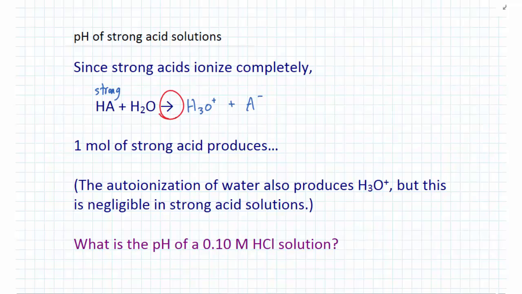Okay? There will be no HA left over in a strong acid. It will have completely ionized into hydronium ions and A minus, the conjugate base of that strong acid. Okay? So if that was HCl, we would have chloride ions, but it would all be made into hydronium. That would be the acid part. So therefore, for every 1 mole of strong acid that we dissolve, we produce 1 mole of hydronium, 1 mole of A minus.